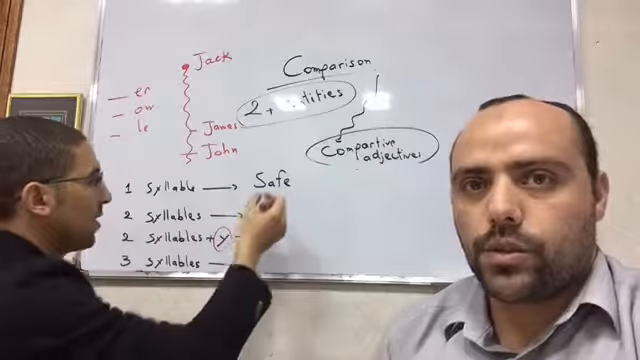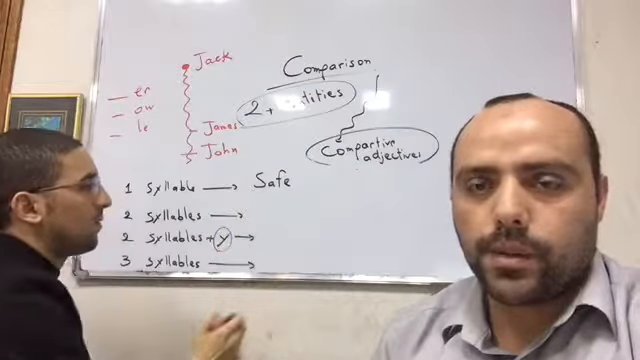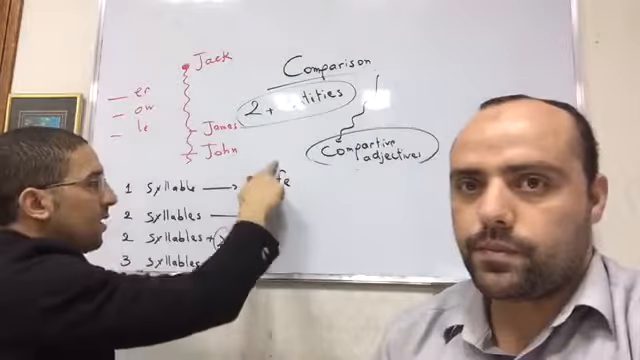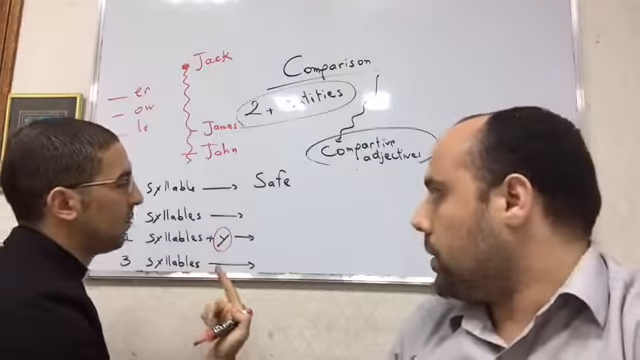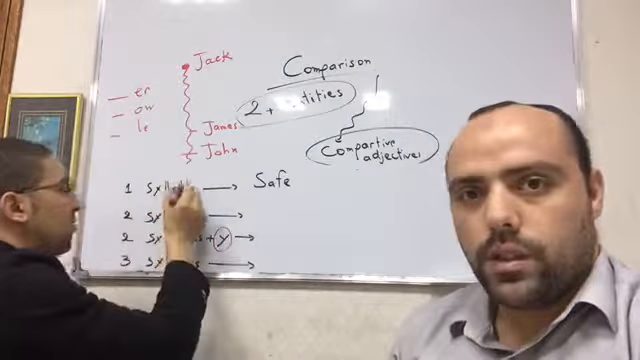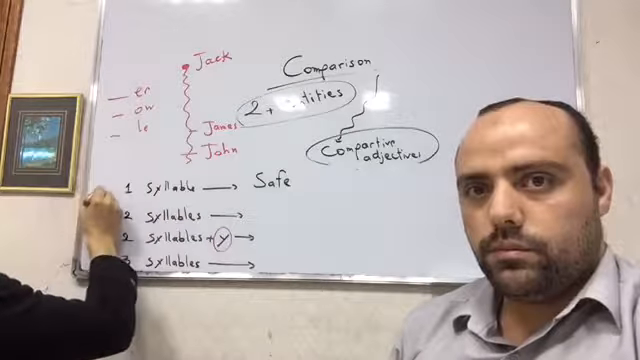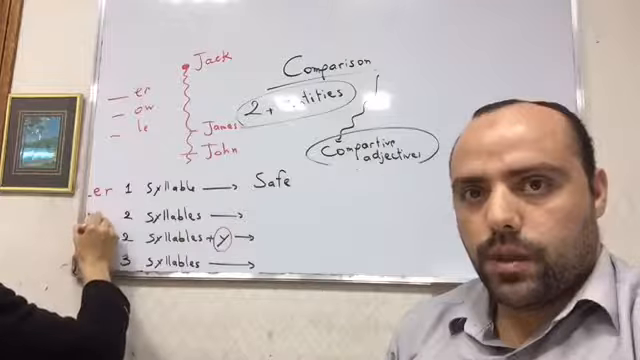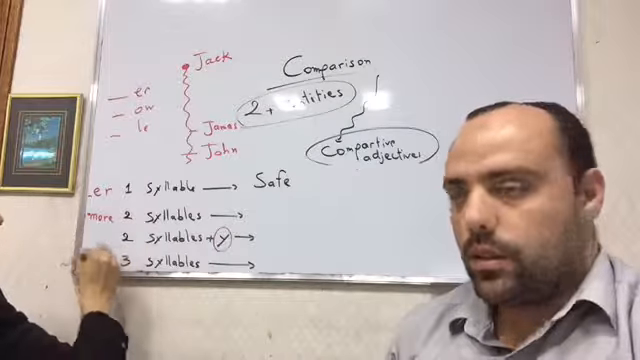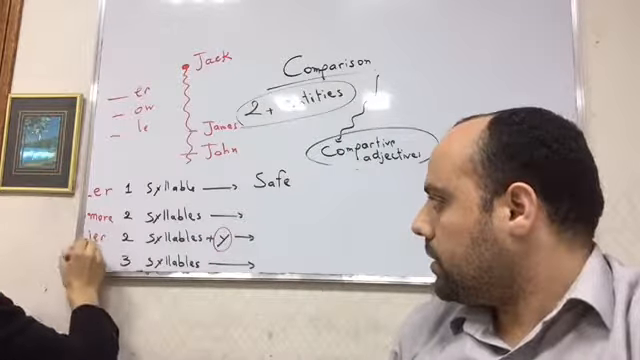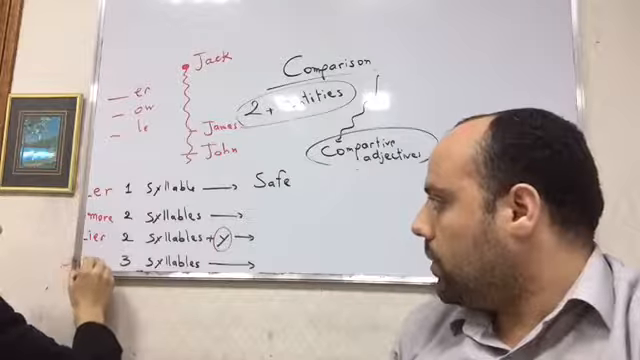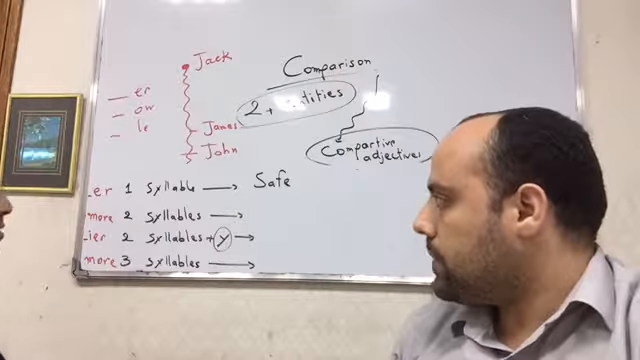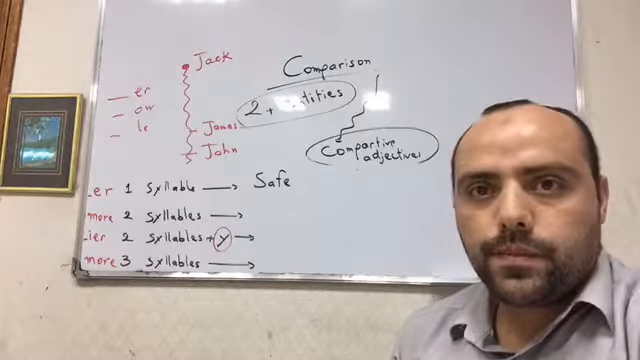So, can you use the word safe in a comparative form? Safe is a one syllable word. So with one syllable, you just add ER. Easy. Two syllables, we say more. Two syllables ending in Y, IER. Three syllables, more. It's easy. Very good. Safe.